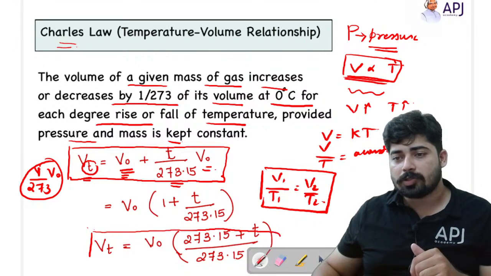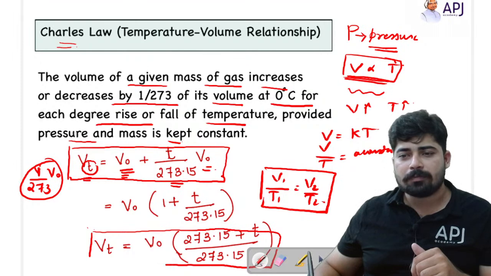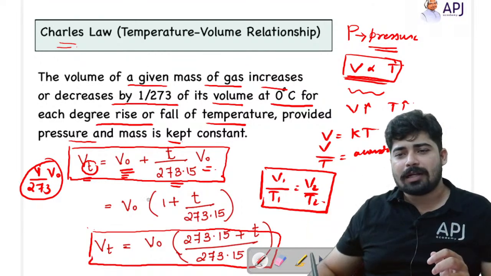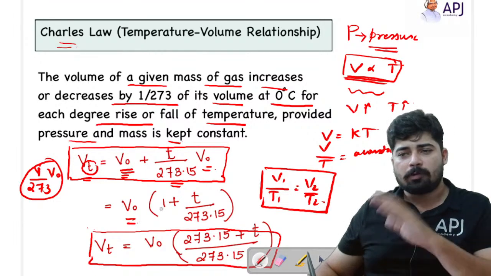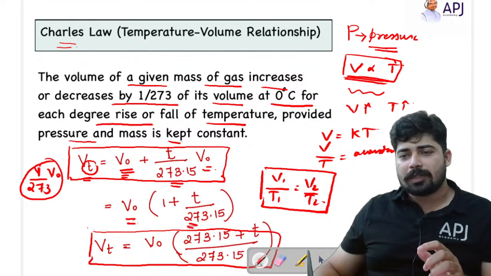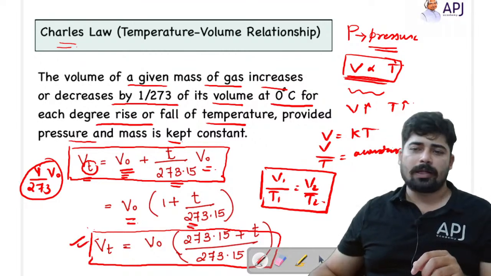This is also a very important relation. You can study this also, and everything is from the same equation. We just reorder it. Here what I have done is I have taken V naught common outside. So 1 plus T by 273.15. If you take the LCM, you get this relation as well.